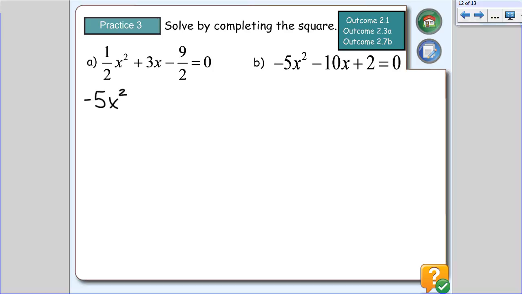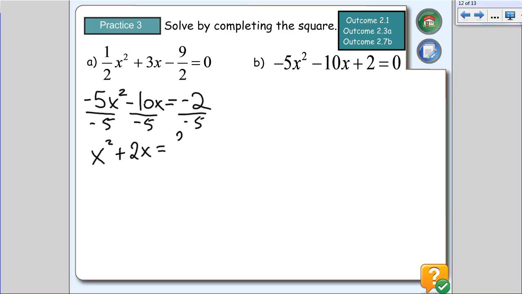What's the next thing that you need to do? Get rid of the negative 5. Hand up if you know how you get rid of the negative 5 on the a value. Julie: I divide everything by negative 5. Yeah, divide everything by negative 5, and it'll get rid of the negative 5 in the a value. So divide by negative 5, divide by negative 5. And you get x squared plus 2x is equal to 2 over 5. And it's positive now, because a negative divided by a negative cancels out.